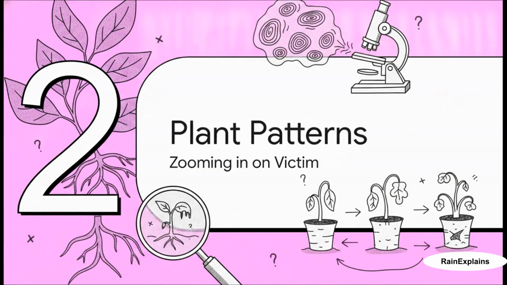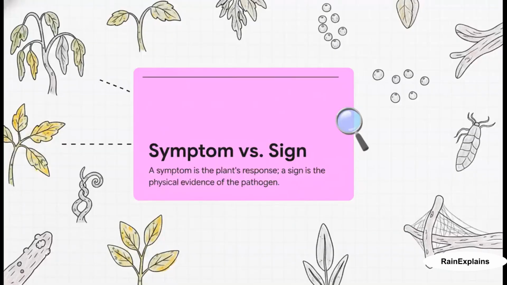Section 2. Plant patterns. Zooming in on the victim. Let's move to the individual plant and see how this builds. As we examine the victim, we have to distinguish between two highly specific diagnostic terms, symptoms and signs. This is absolutely crucial. A symptom is the plant's physical response, or its reaction, to a stressor. So things like wilting, yellowing chlorosis, distorted growth, or cankers, those are all symptoms. A sign, however, is the actual, literal physical evidence of the pest or pathogen itself. This could be fungal spores, bacterial ooze, cast insect skins, webbing, you name it. Basically, symptoms tell you the plant is sick, signs point you directly to the actual intruder.